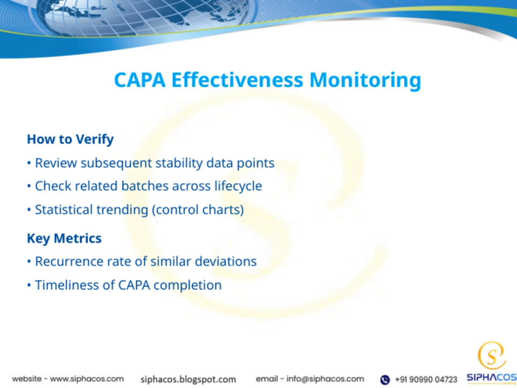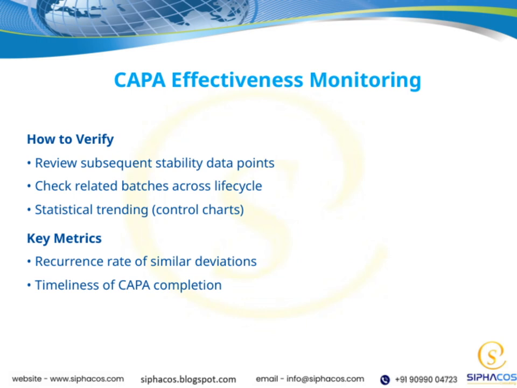Next, we check related batches across the entire product lifecycle to ensure that the problem doesn't recur in different batches or at different stages. We also use statistical trending, like control charts, to monitor process stability and identify any patterns or deviations that might indicate ongoing issues. These tools provide a more objective view of whether our actions are truly effective.